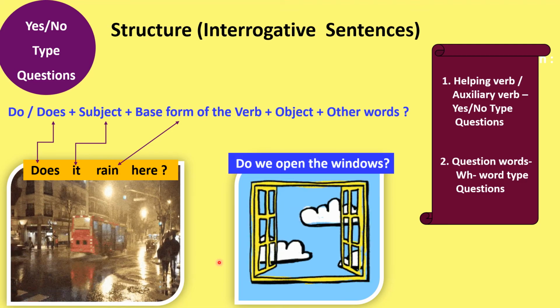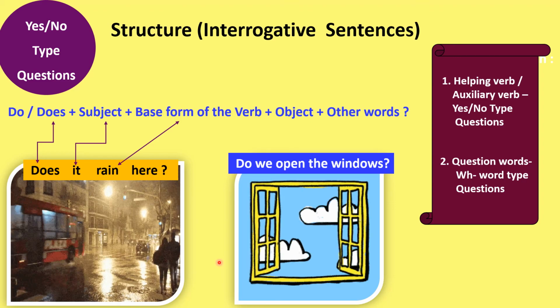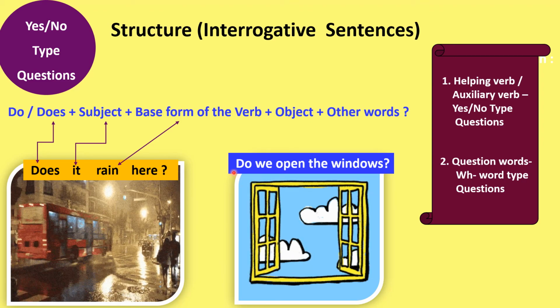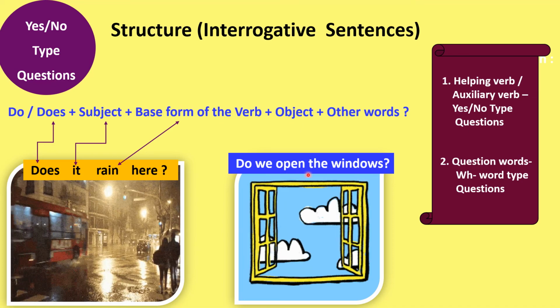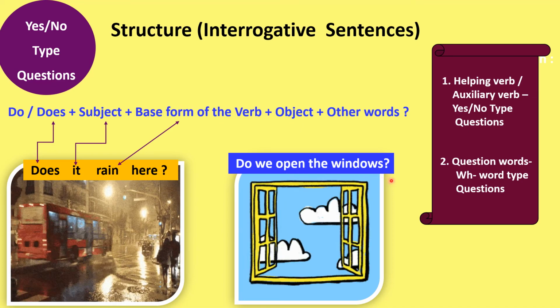Now the next picture. Do we open the windows? You begin with do, followed by the subject we, and the base form of the verb open, followed by the object, and then obviously a question mark.